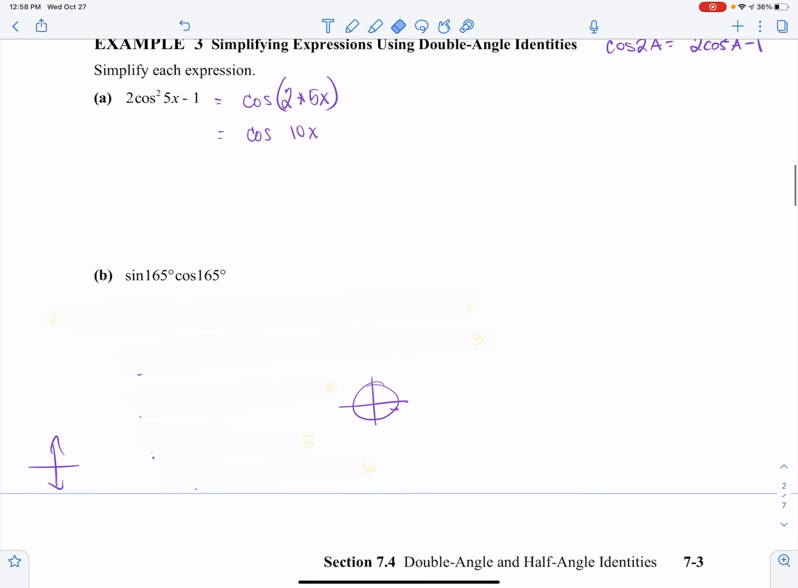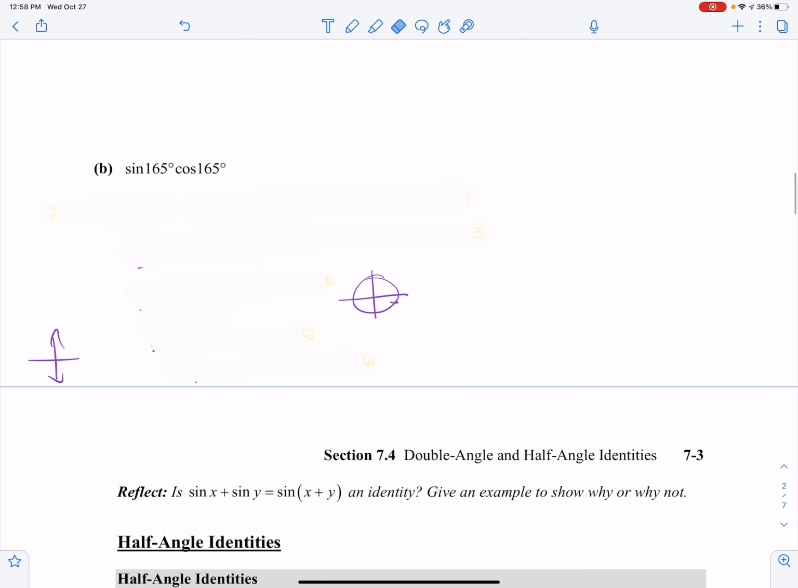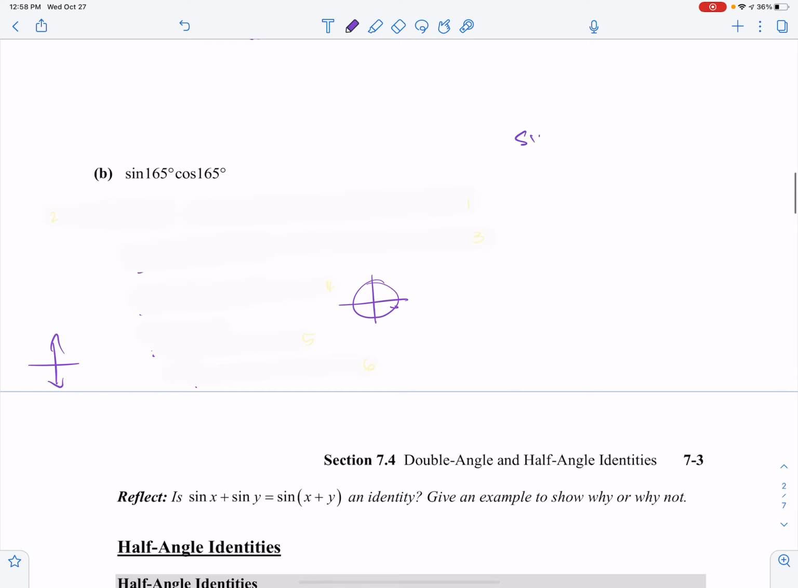All right, look at letter B. This one also, look at your identities. See if there's an identity that matches this one. And there isn't, but there's one that's really close. There's the one that says sine double angle is equal to 2 sine A cosine A. So this one looks really similar to that, only I'm missing a 2 somehow.